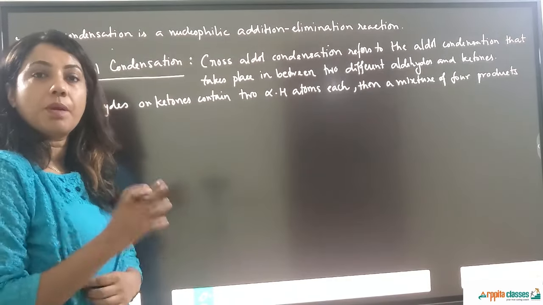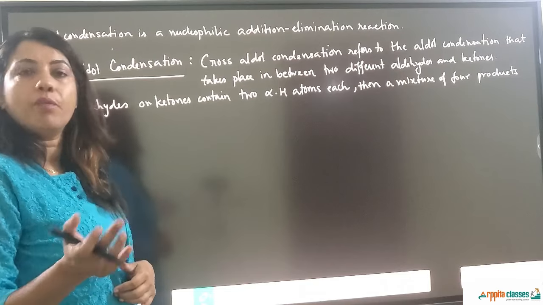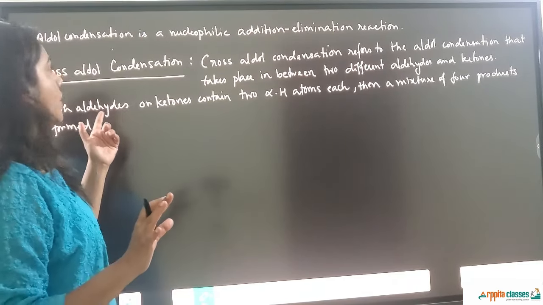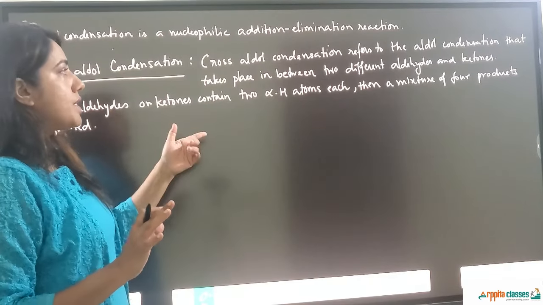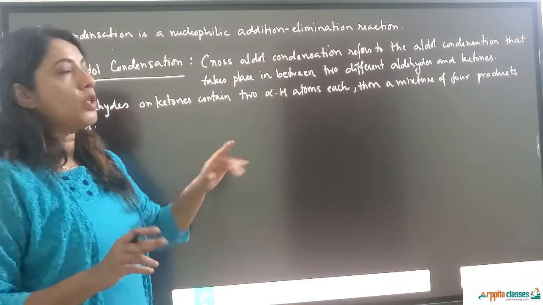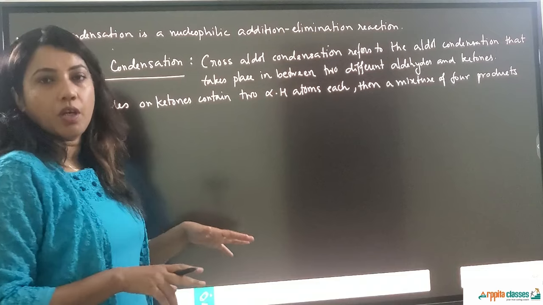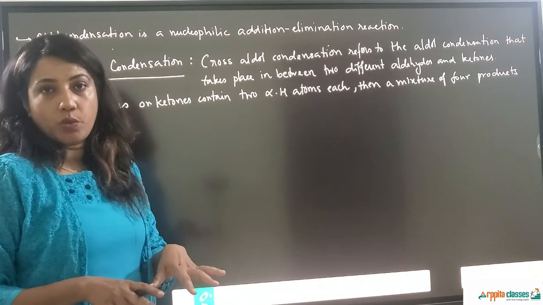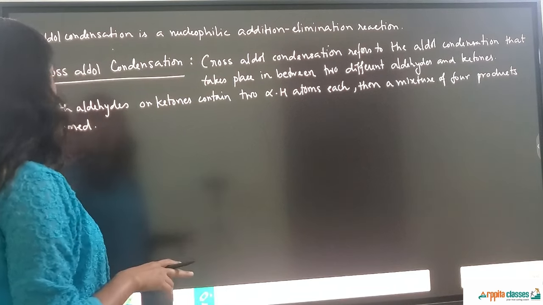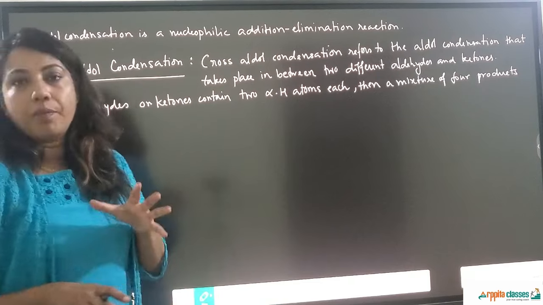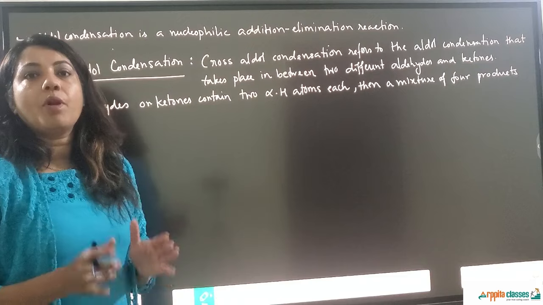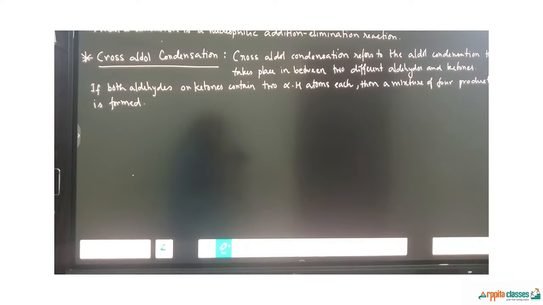So you have seen that the first step is the addition and the second step is followed by water molecule elimination. Now next is cross aldol condensation. Cross aldol condensation refers to the aldol condensation that takes place between two different aldehydes or two different ketones, or maybe one aldehyde and one ketone. The only criterion is they should have alpha hydrogen atoms. So we get 4 different products basically. So we will see one example. Let's take the example of ethanal and propanal.